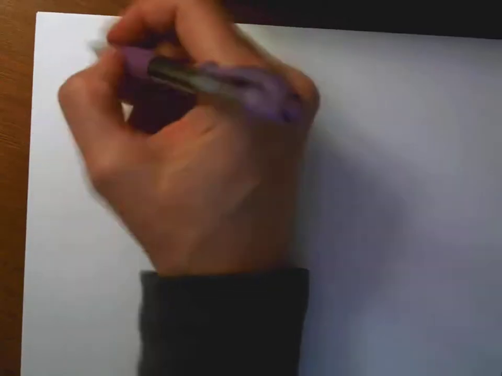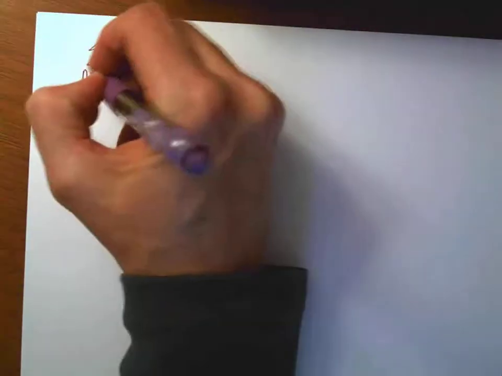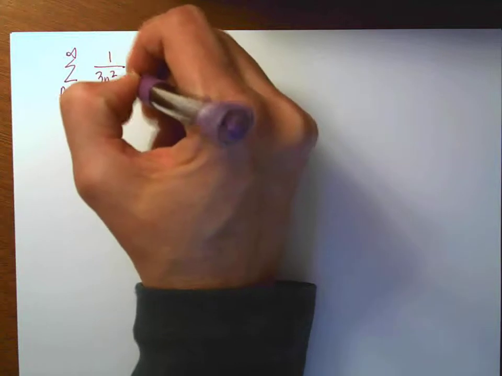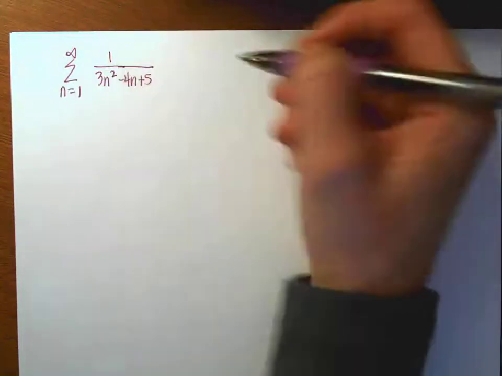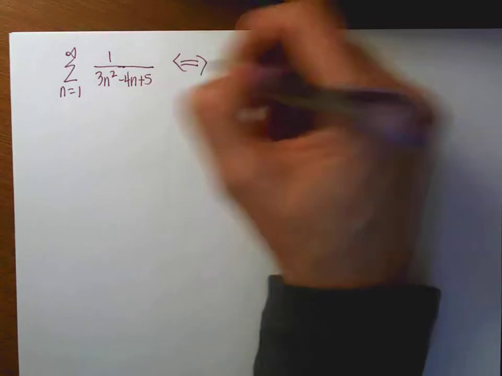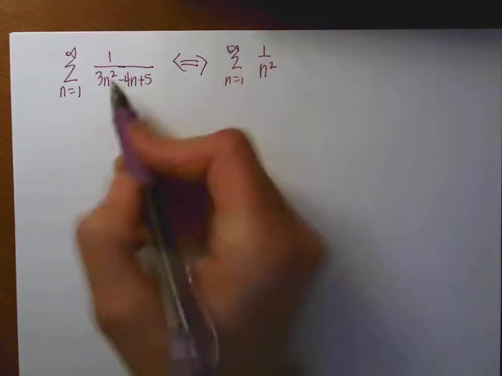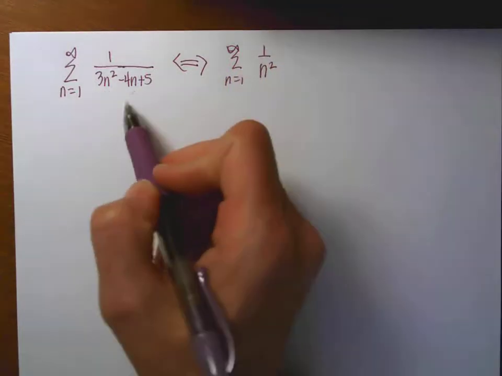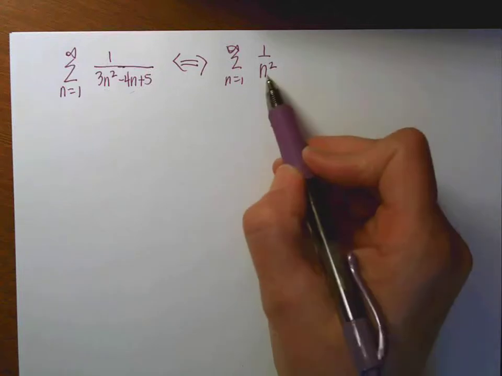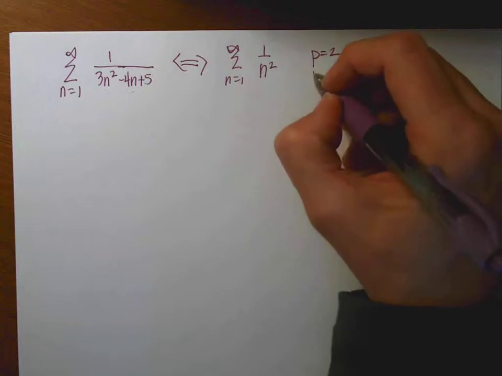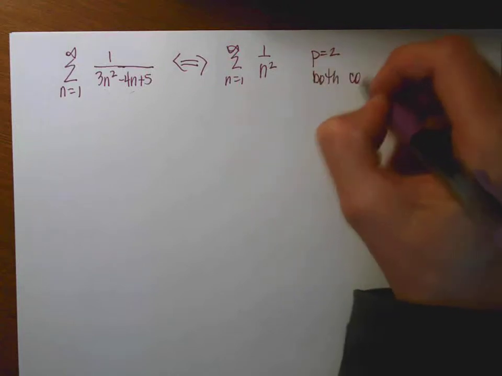All right, so let's go to a new sheet of paper, and we'll do an example. Actually I want to just show you some examples. Let's say I have this particular series of 1 over 3n squared minus 4n plus 5. I could compare this to the sum from n equals 1 to infinity of 1 over n squared. It's got some other stuff going on, but in essence, it's the same thing. Well, in this one, p is equal to 2, therefore this guy's going to converge, so they're both going to converge.